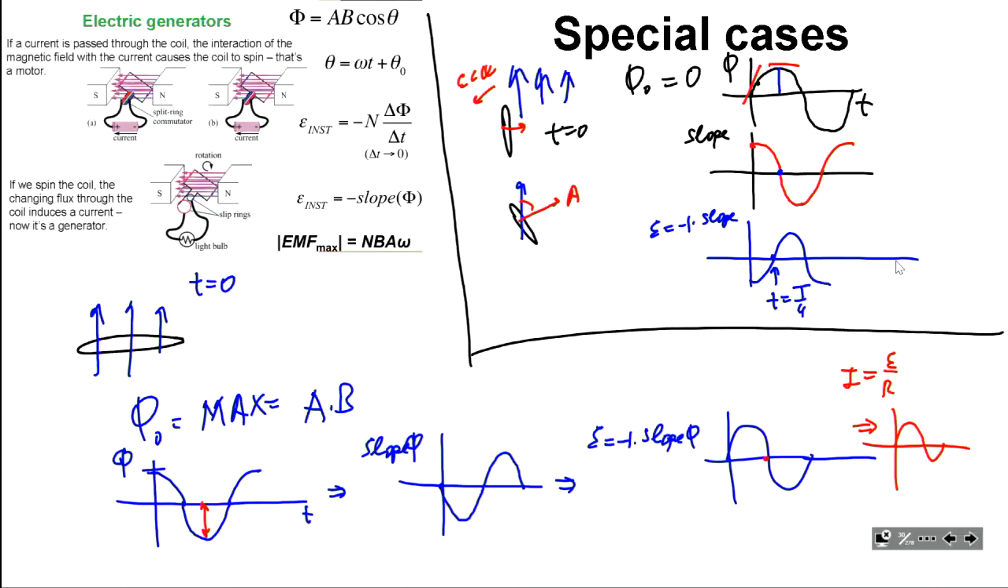What is a period, by the way? One period is, yes. Exactly. So this is exactly one period. And when the flux changes, EMF changes, and electric current changes, they all have the same period.